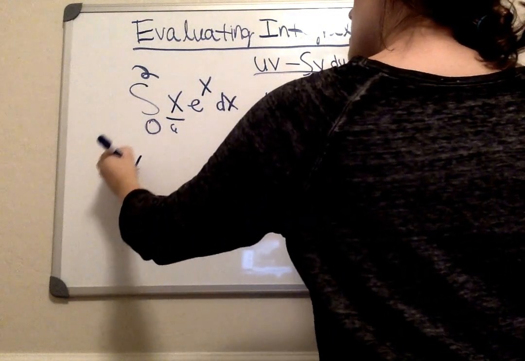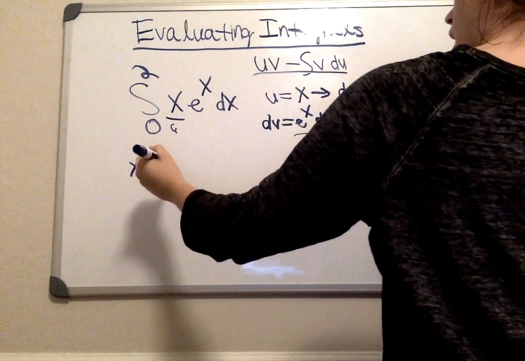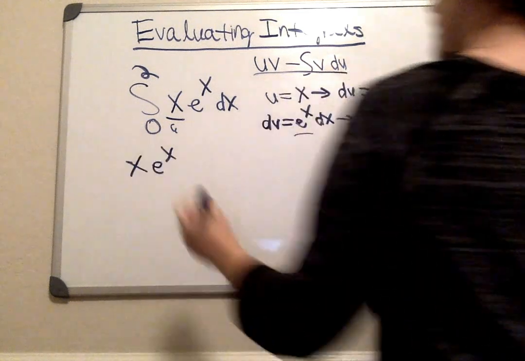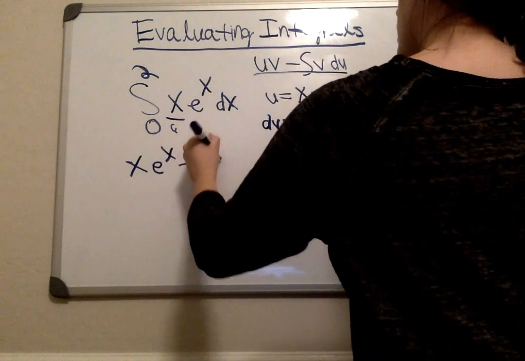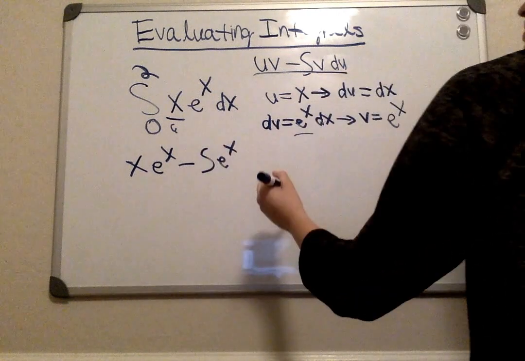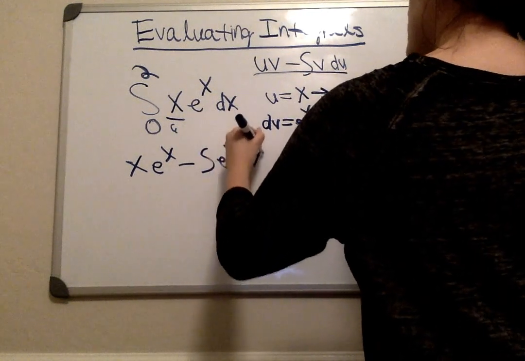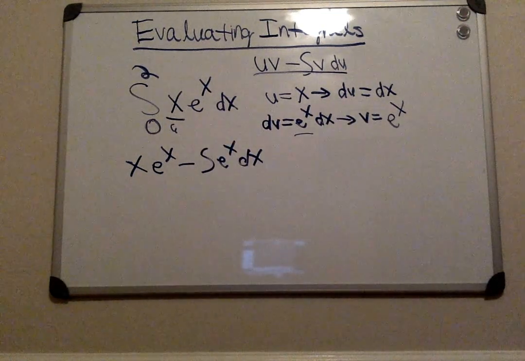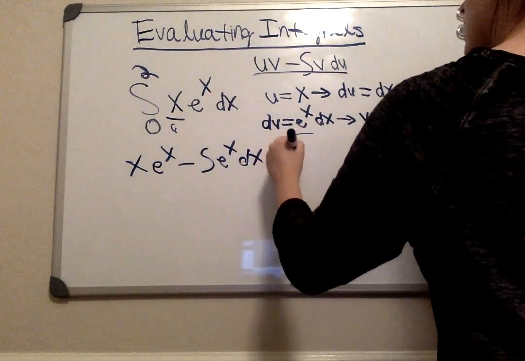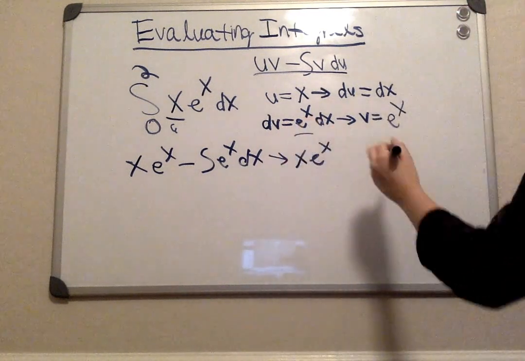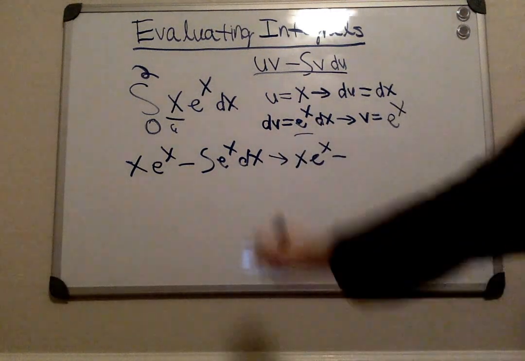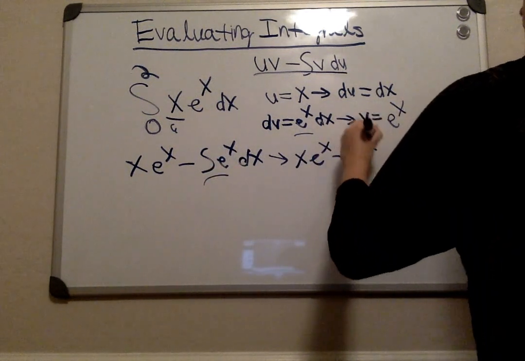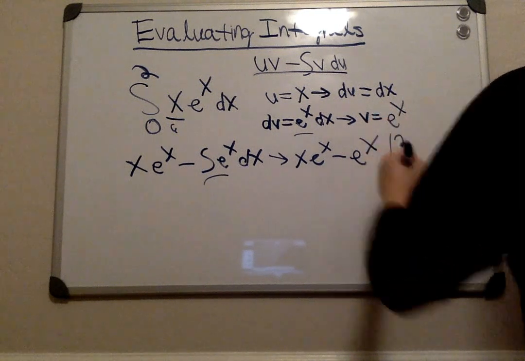Alright, uv, so that's x e to the x, they're multiplying together, minus the integral of e to the x, because that's our v, times du, which is just dx. This is a definite integral, so we're not going to have any plus c business. Now we gotta get rid of that integral sign, so x e to the x minus, as I said before, e to the x, its integral, its derivative, it's all just e to the x. And then from 2 to 0.